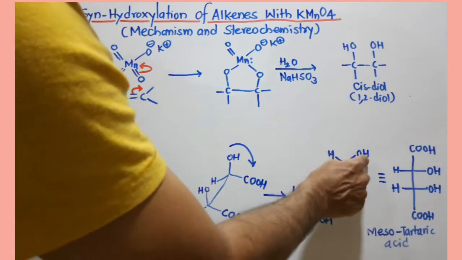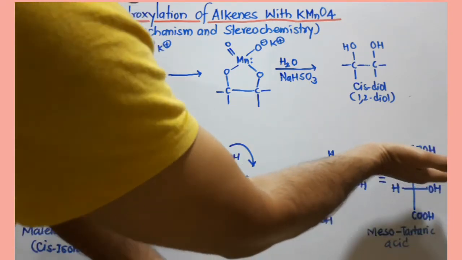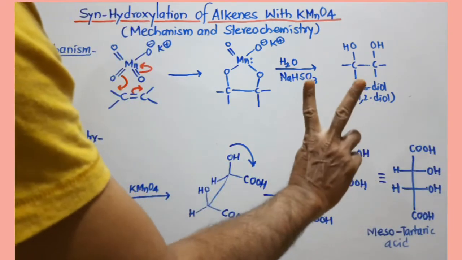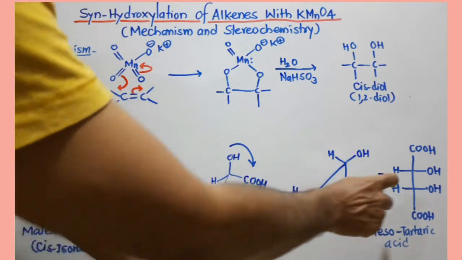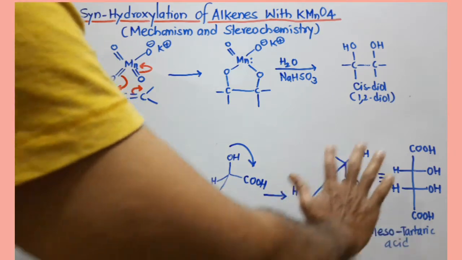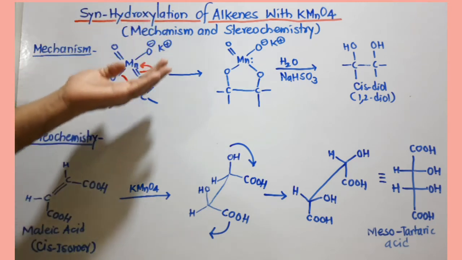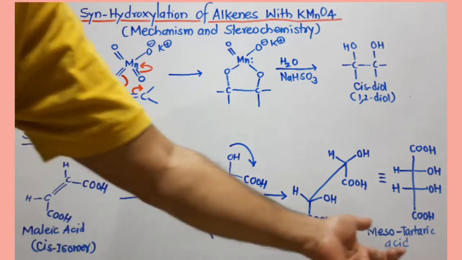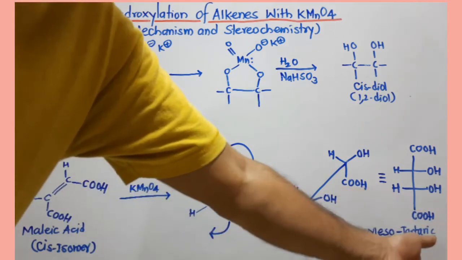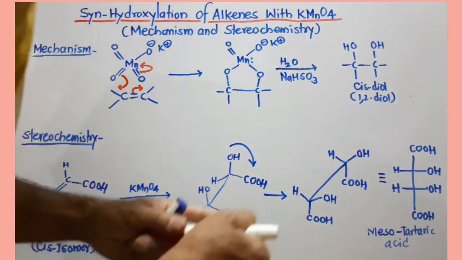And these remaining 2 atoms or groups we have to draw on the horizontal line, because horizontal bonds are actually projecting above the plane in this projection formula, and easily we can convert it. So when the cis isomer is taken, and if you want to perform hydroxylation by using potassium permanganate, we get the meso isomer, we get mesotartaric acid. So this is mesotartaric acid, or meso isomer, you can say.